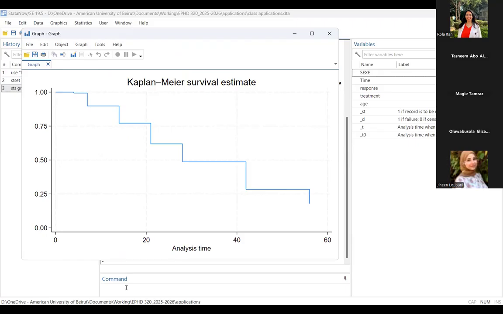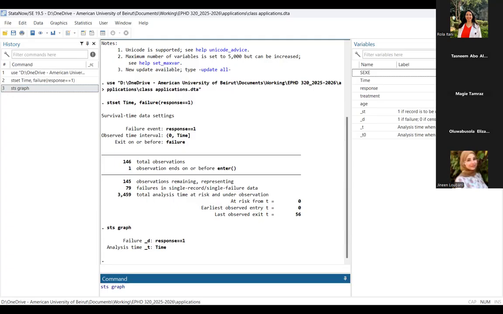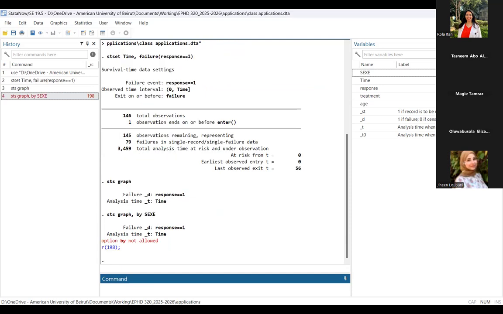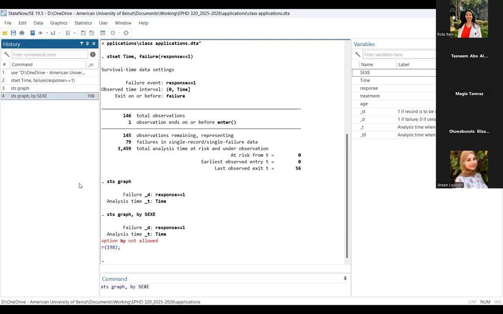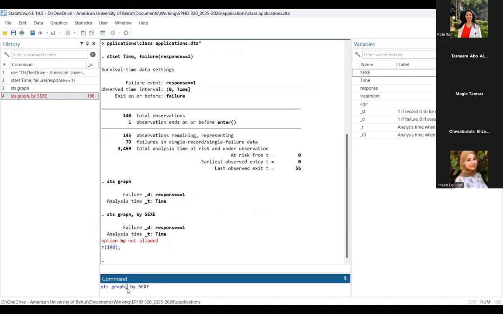You are seeing my screen, right? Are you seeing the output? Yes. So that's it. And if you want to do it by gender, again, I think it's a comma, if I'm not mistaken, by sex. But maybe without the comma.